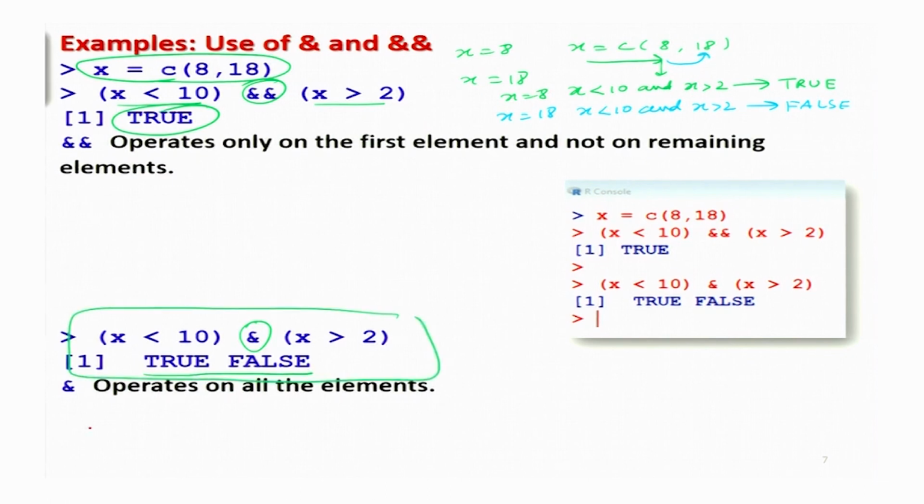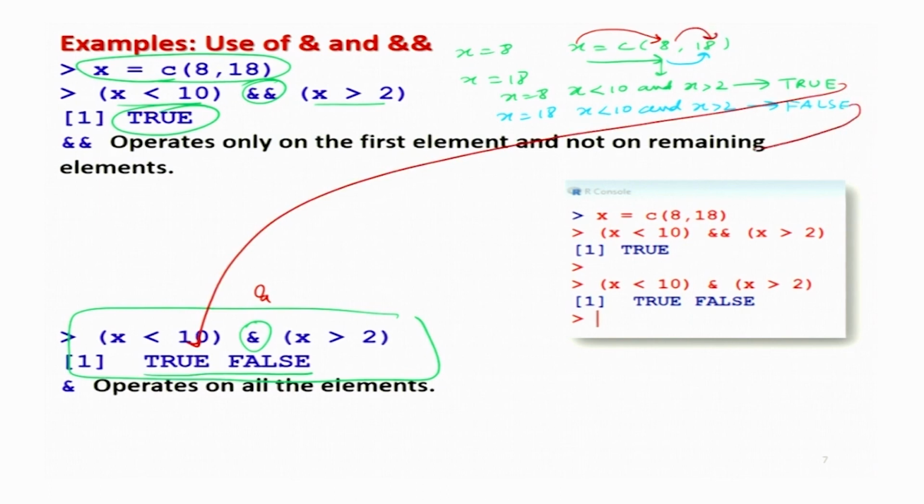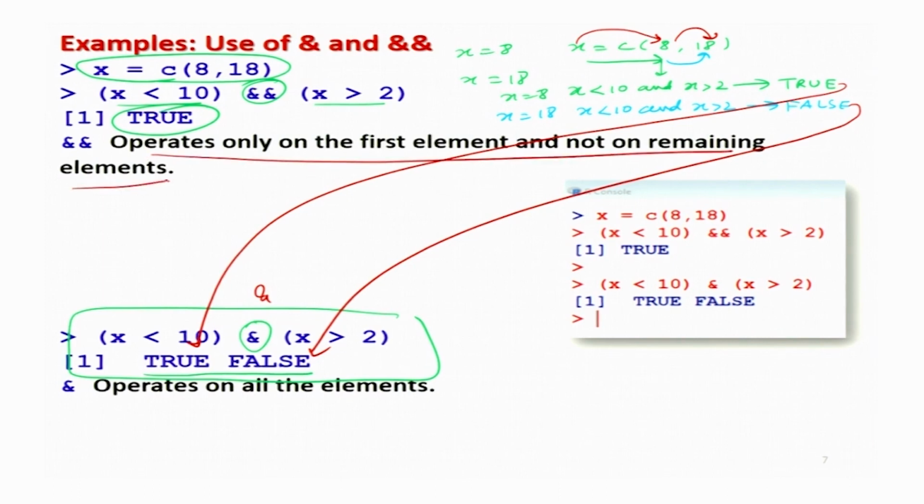So, now what is happening is that when we are trying to work with single AND, then R starts from the first value in the data vector x, it takes the answer true and brings it here, and after that R moves to the second value, it finds the answer and brings it here as false. So, the same thing is happening: when you use the double operators, it is operating only on the first element and not on the remaining elements, and when you use the single AND operator, it is operating on all the elements, right.